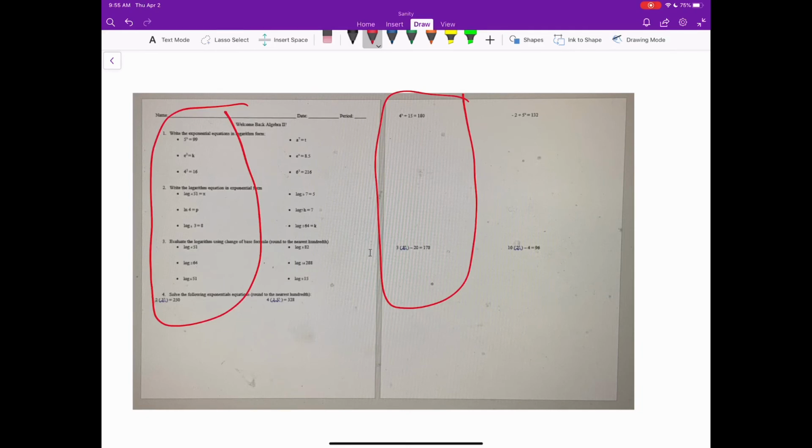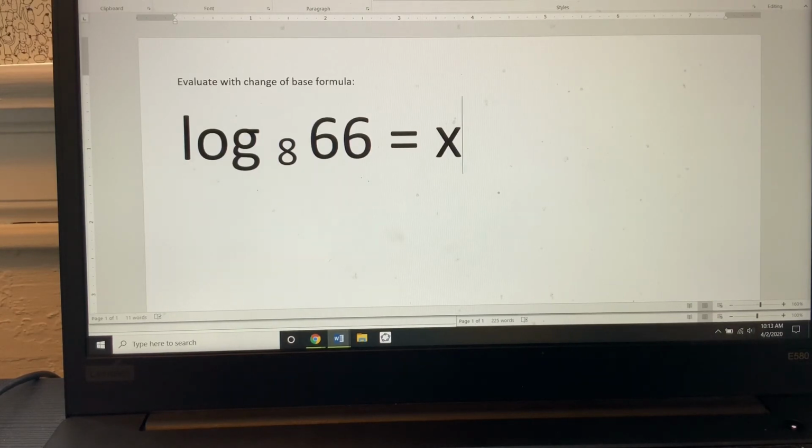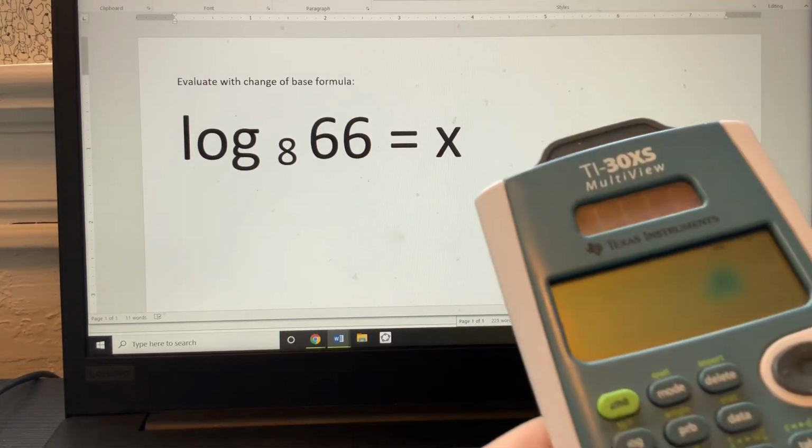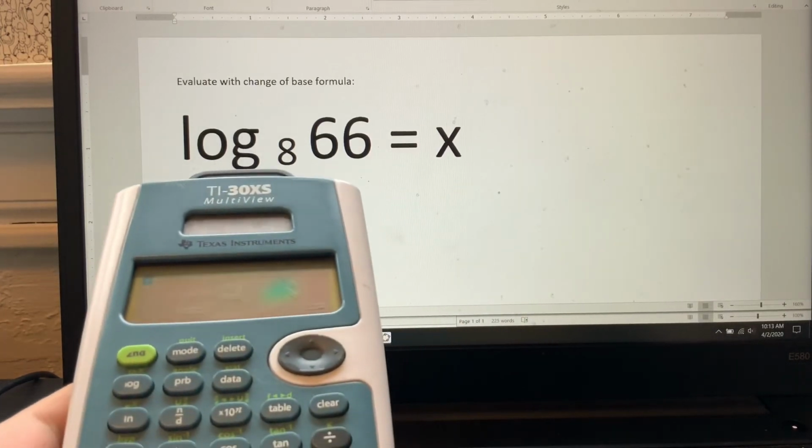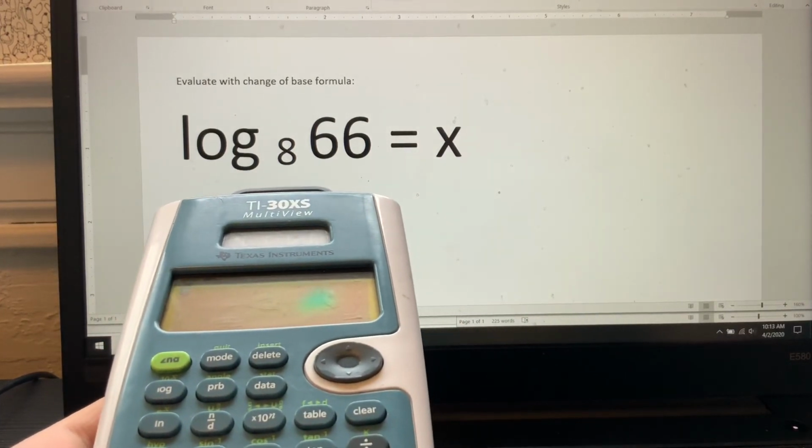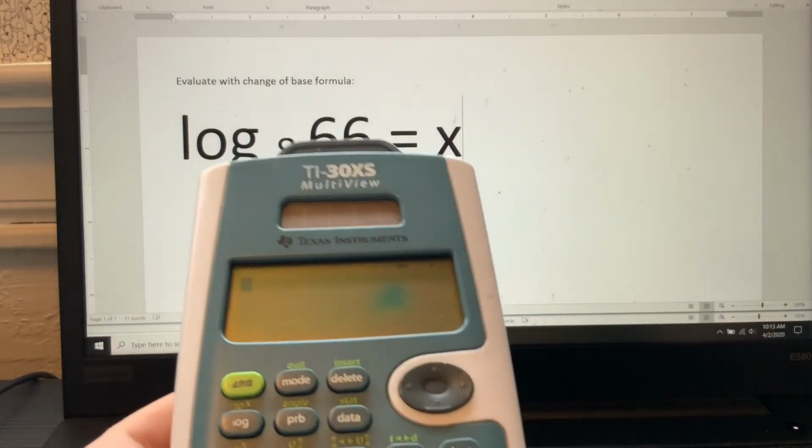All right. I just want to make sure that everyone knows exactly what I'm talking about when I say change of base formula with our calculator. And I want to show you how to evaluate it real quick. So if I want to figure out what x is, this was from our last problem, the last one that I did on the example in the video.